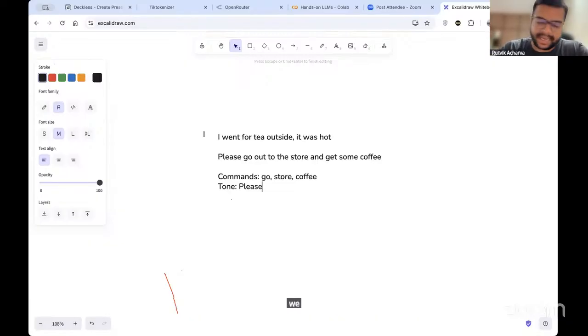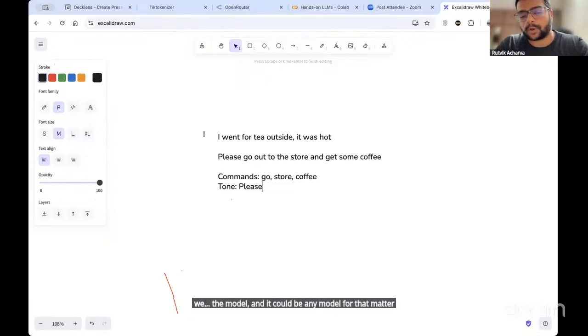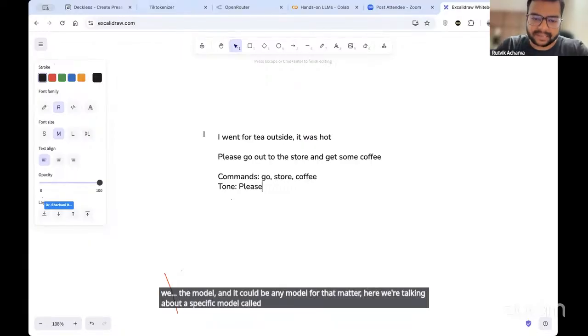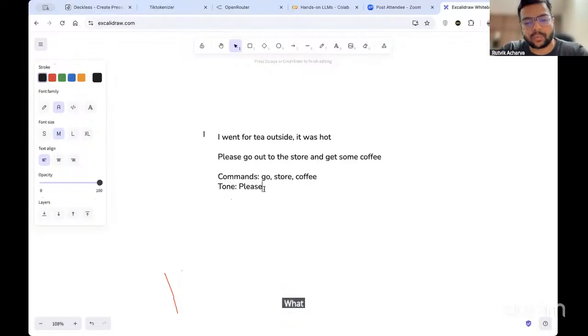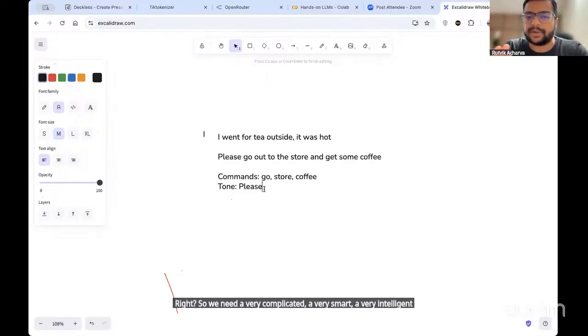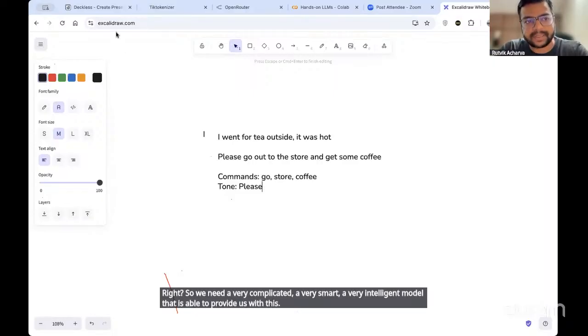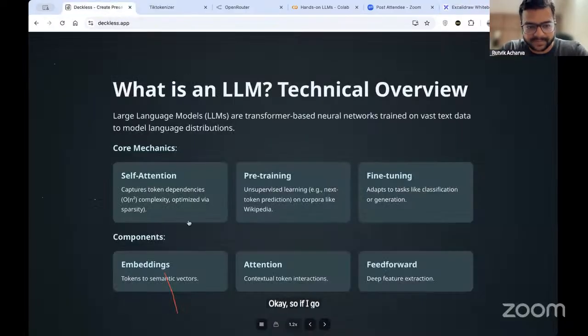the model, and it could be any model for that matter, here we're talking about a specific model called transformers. I'll come to that. But there needs to be an understanding of what we are trying to look at, what relates to which different word, and how it all comes together, right? So we need a very complicated, a very smart, a very intelligent model that is able to provide us with this.